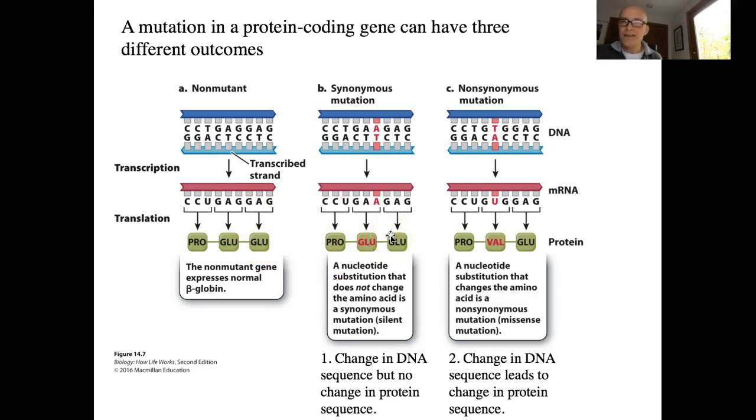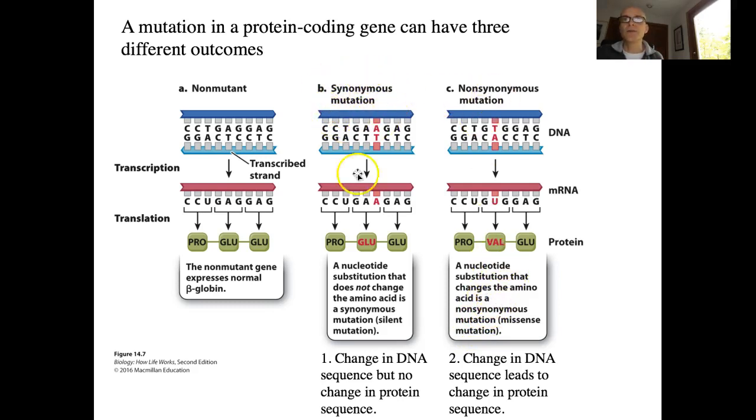If it's not the same, then it's called a non-synonymous mutation. And so here you have a case where the second nucleotide in the codon triplet is mutated. If you change the GAG to a GUG, then you do change the amino acid that it codes for, from glutamine to valine. So a nucleotide substitution that changes the amino acid is a non-synonymous mutation, and that changes the protein sequence.